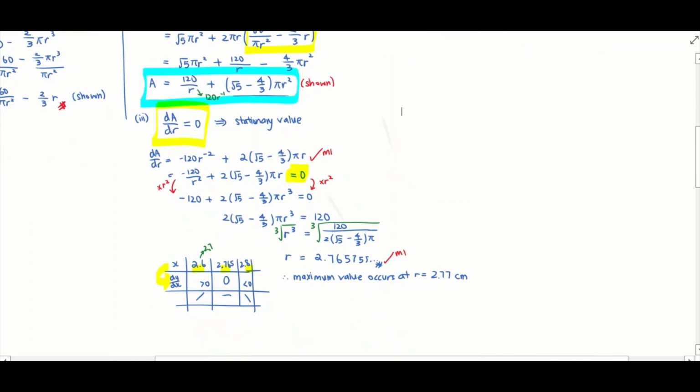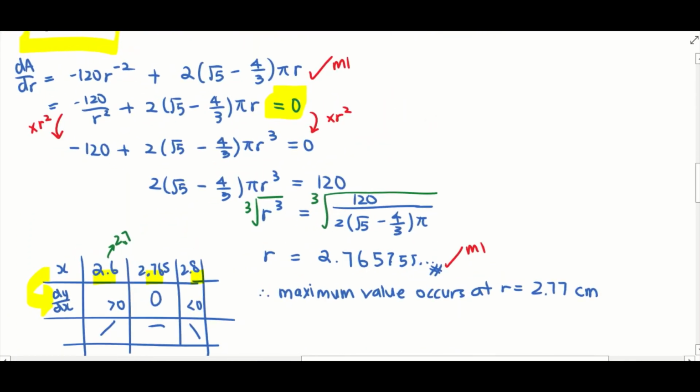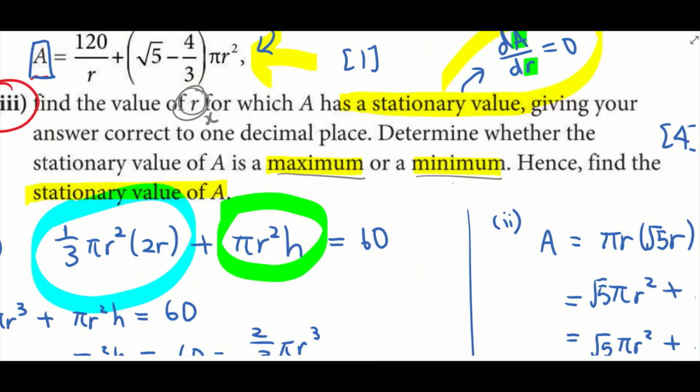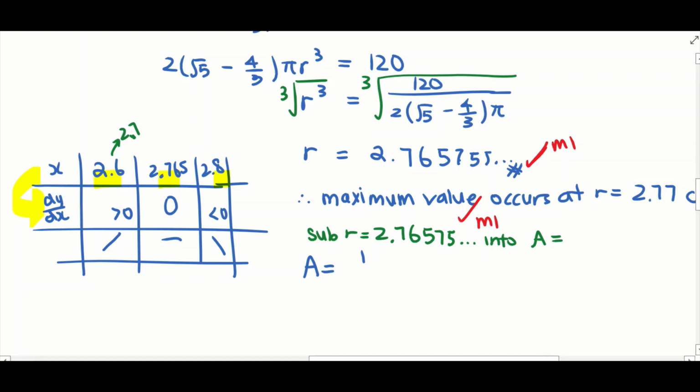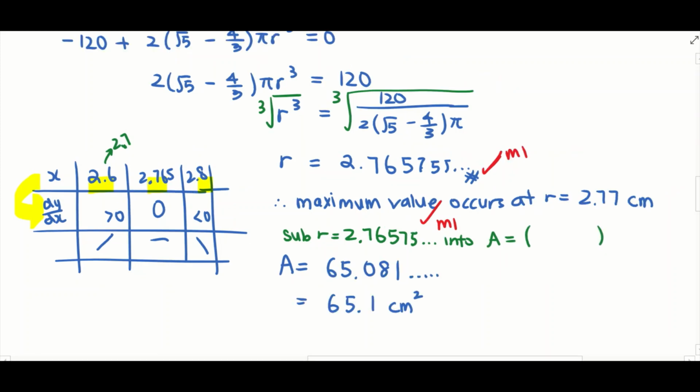As I said, I give you a hint. This is a 4-mark question. So far, 1 mark for differentiation, 1 mark for finding r, 1 mark for proving that it's maximum. There's 1 more mark missing. What is the 1 mark? The last one is stationary value of A, which means you have to calculate area. Basically, sub this into the equation of A. Okay, you'll find that your maximum area is 65.1 cm squared.